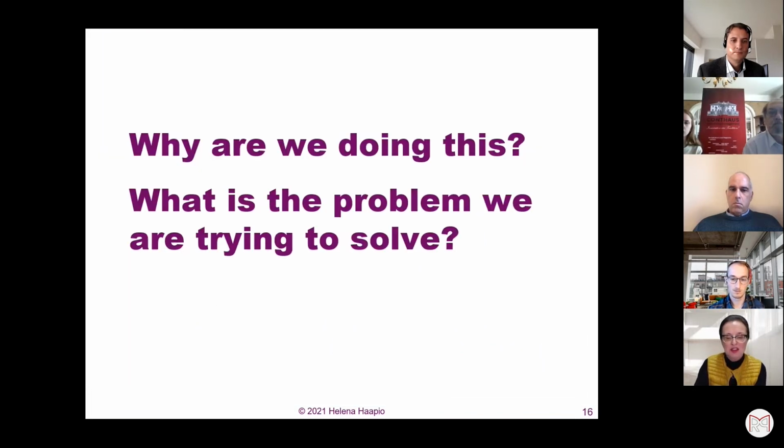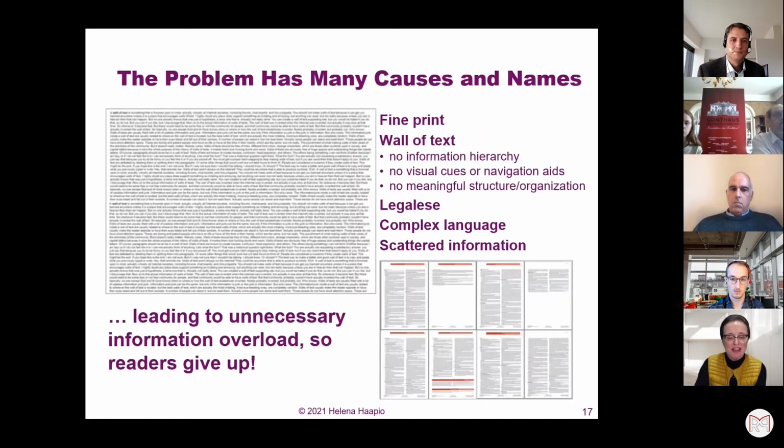Why are we then doing this? What is the problem that we are trying to solve? I'm sure many of you are familiar with this problem, which has many names actually and many causes. It's called fine print or wall of text or legalese and scattered information. People just have too much information in too many places to read, to even bother to start reading, let alone understanding or working or enjoying working with contracts. People give up. And that is a major problem for everybody.